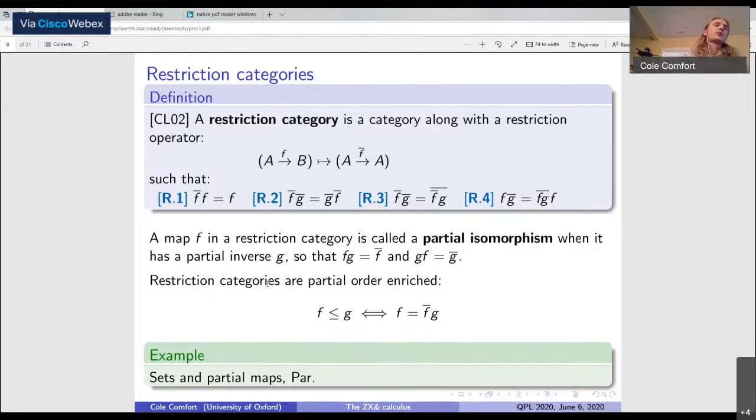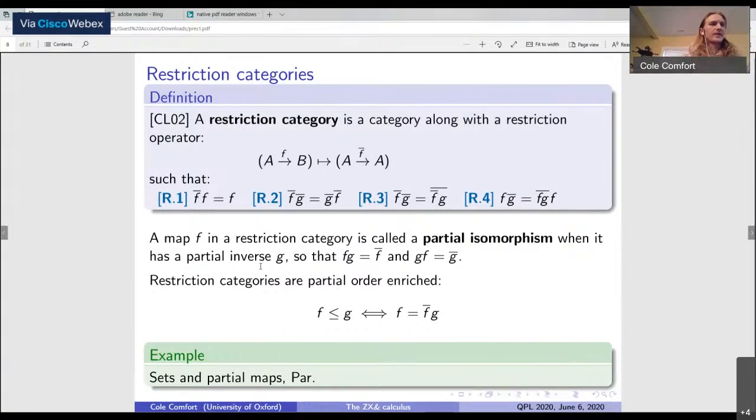So the restriction of a partial function is you just take a partial function and restrict it to the identity on its domain of definition. So this allows you to generalize isomorphisms to so-called partial isomorphisms. So a map F has a partial inverse G when F composed with G, I'm using diagrammatic notation, F composed with G is equal to F bar, and G composed with F is equal to G bar. So it's like they're inverses, except only up to partiality, right? So it's not the identity; it's like a partial identity.